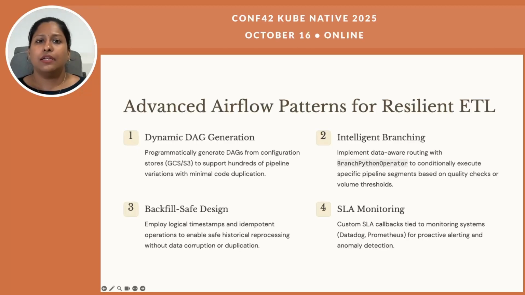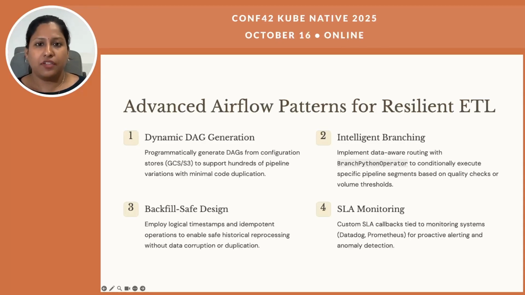Keep the config in S3 or GCS and programmatically generate the DAGs. Hundreds of similar pipelines with minimal copy paste. Second is intelligent branching. Here you can use a BranchPythonOperator to route around known bad data or to choose the light path versus the heavy path based on the input sizes.